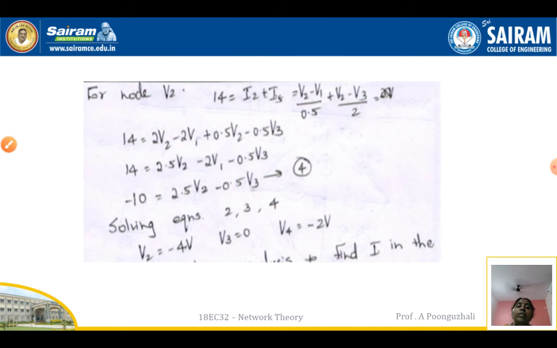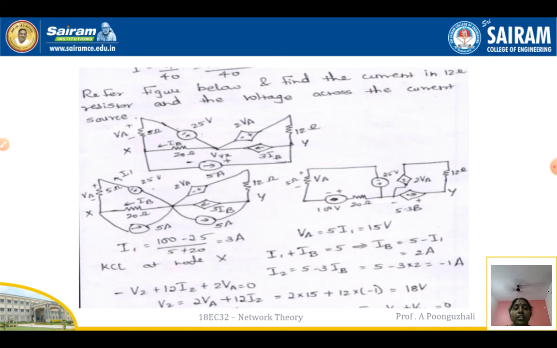So for node V2, if I simplify these 4 equations, I will be getting the results: V2 is minus 4 volts, V3 is 0 volts, V4 is minus 2, V1 is minus 12 volts there.